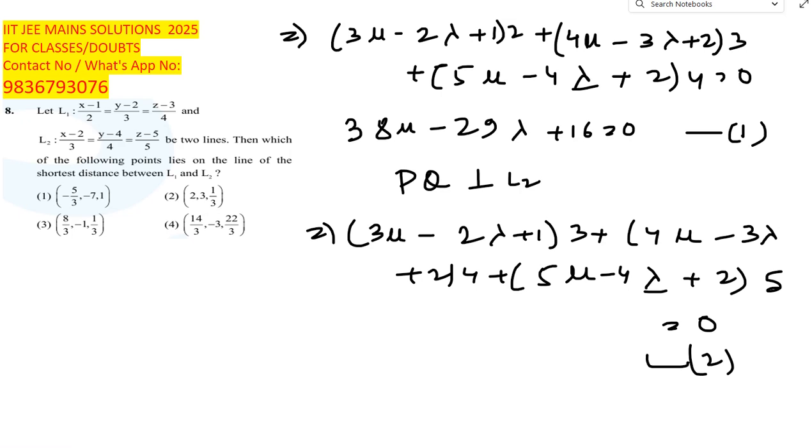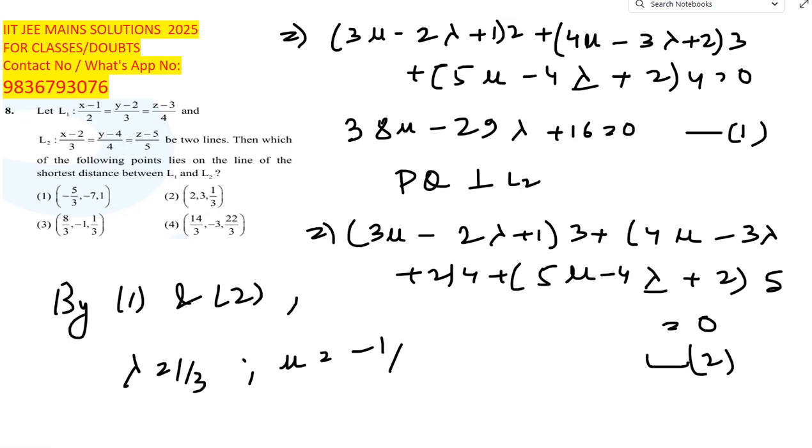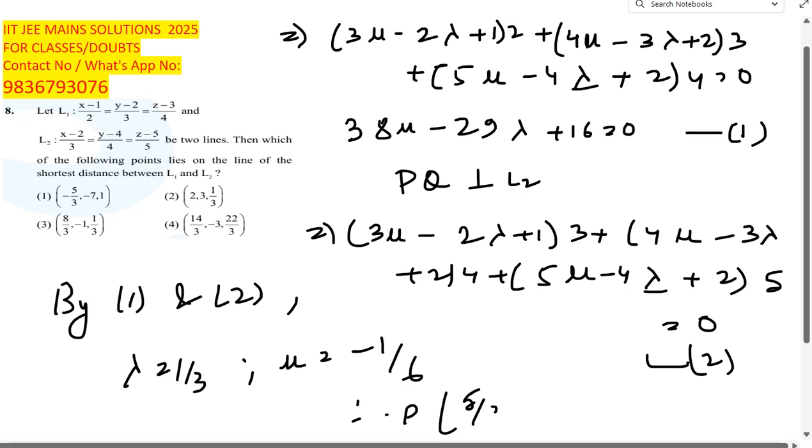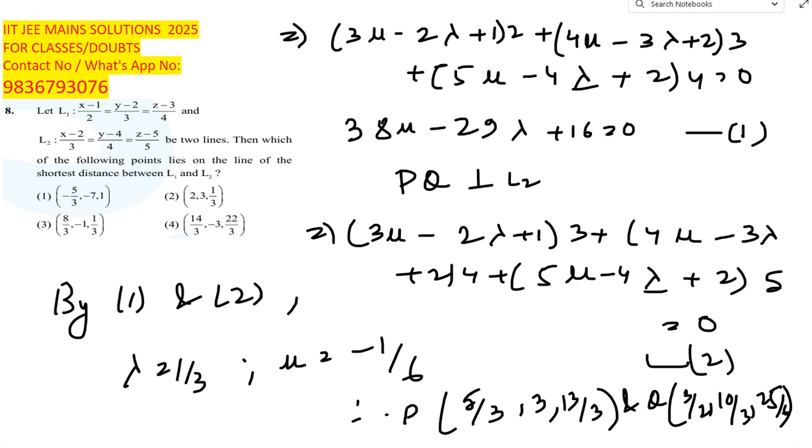This is 2. So by 1 and 2, what we get? This 1/3 and minus 1/6. So therefore, 5/3, 3, 13/3, Q 3/2, 10/3, 25/6.